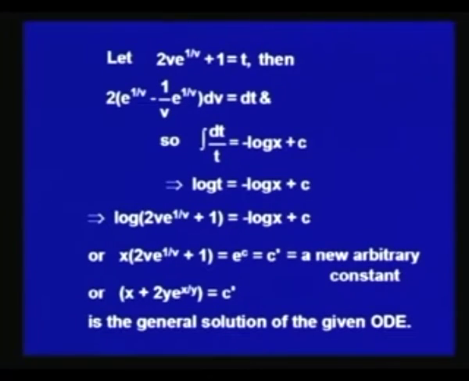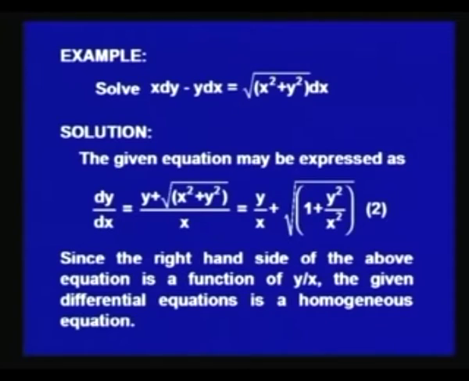e to the power c can be written as a new arbitrary constant c dash, and we shall then have x plus 2y e to the power x over y equal to c dash when we put the value of v equal to y over x. So, this is the general solution of the given ordinary differential equation.